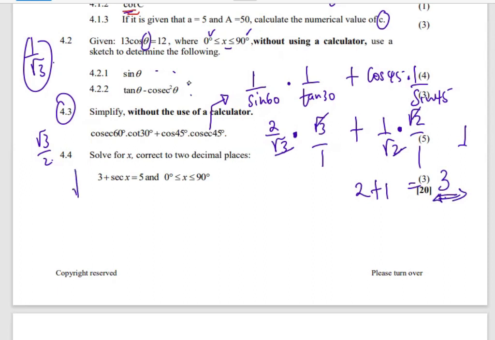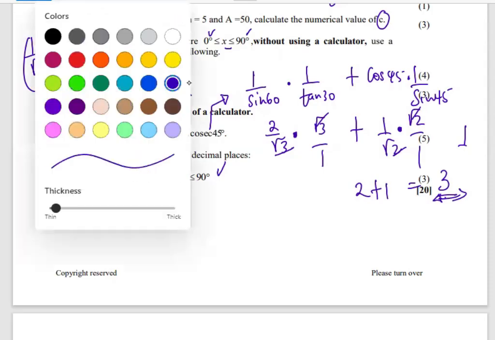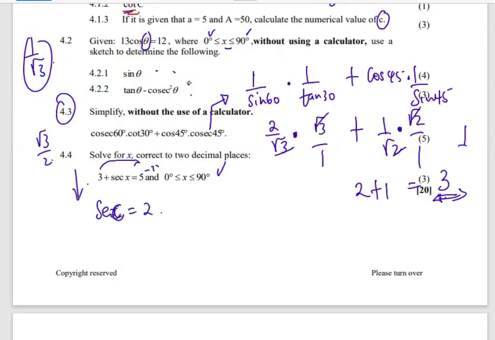And then 4.4, they want us to solve this trig equation. Answers are between 0 and 90. So step number 1, we need to move this 3 since there's a plus sign between the 3 and the sec. So it's going to be sec x is equivalent to 2 because 5 minus 3 is going to give us a 2. Oh, Lord, my apologies, we said sec x, not the other way around. Okay, so sec x is that.